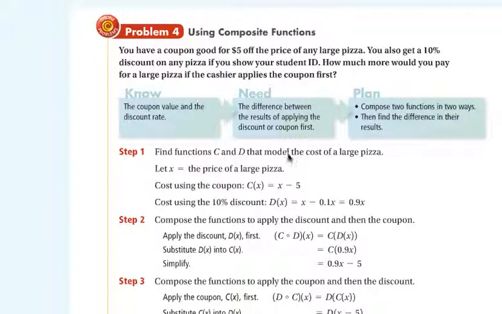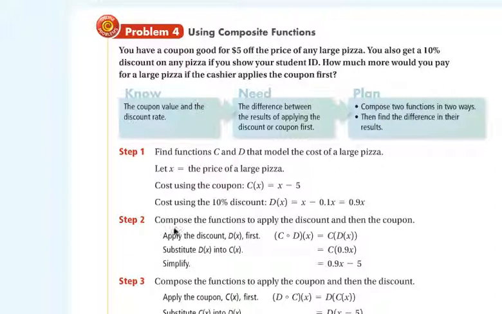Step 1. Find functions c and d that model the cost of a large pizza. Let x equal the price of a large pizza. Let the cost using a coupon be x minus 5. Notice that we're just taking $5 away. Let the cost using the 10% discount be x minus 0.1x. Remember, 0.1 is the same as 10%, and we're left with 90%, which is 0.9x.